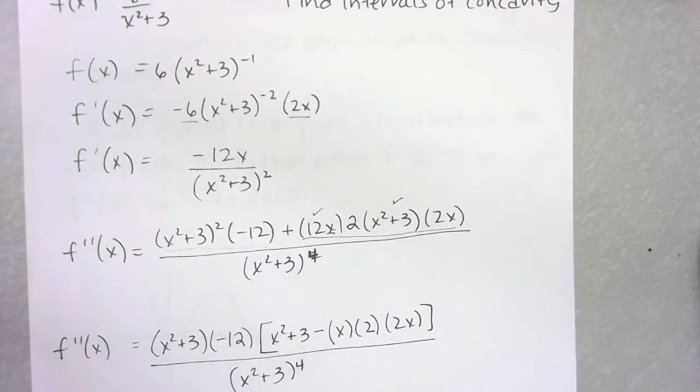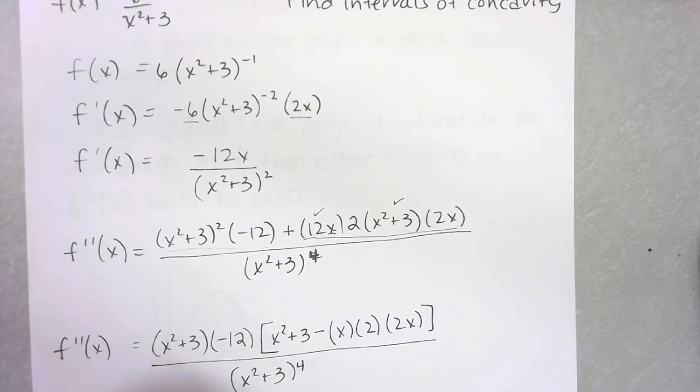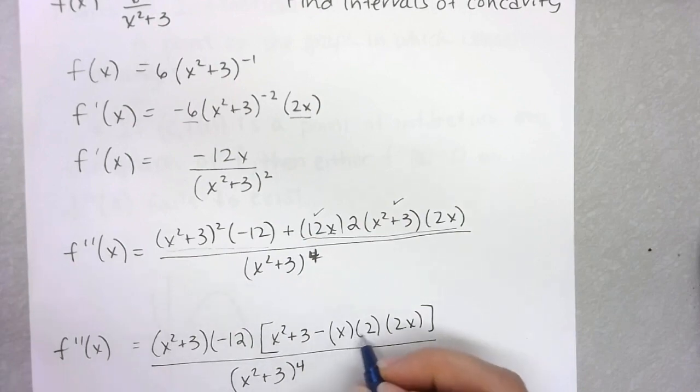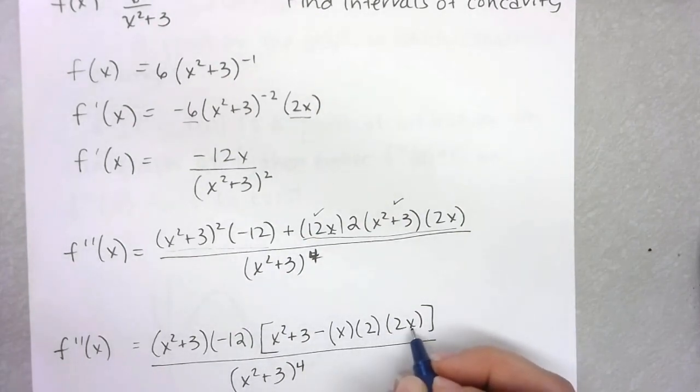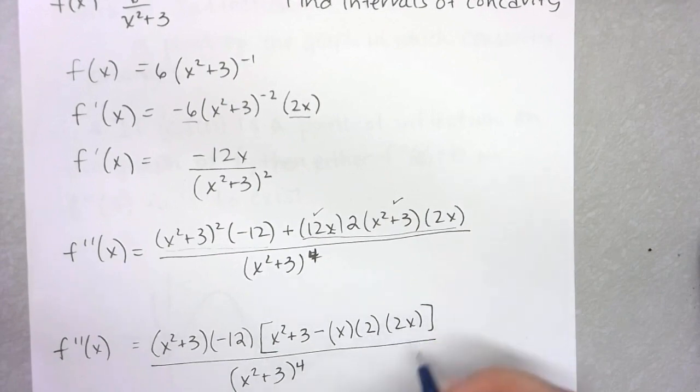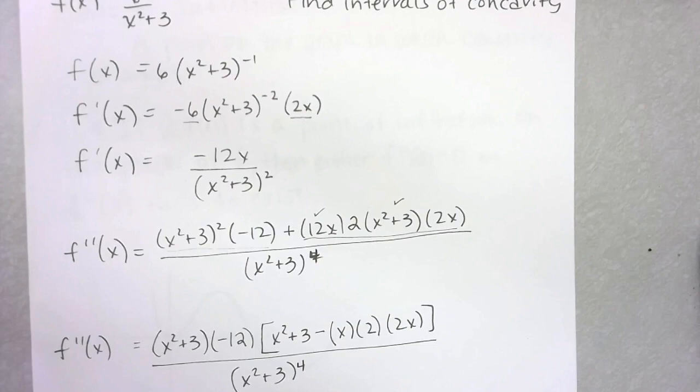Okay, so now I have f double prime of x is equal to, so I don't want to multiply these two things together, so I have negative 12, I'm just putting it in a different order, x squared plus 3. I'm going to clean up the inside here, so I have x squared plus 3, and then I can multiply all three of these things together and get minus 4x squared over this x squared plus 3 to the fourth.